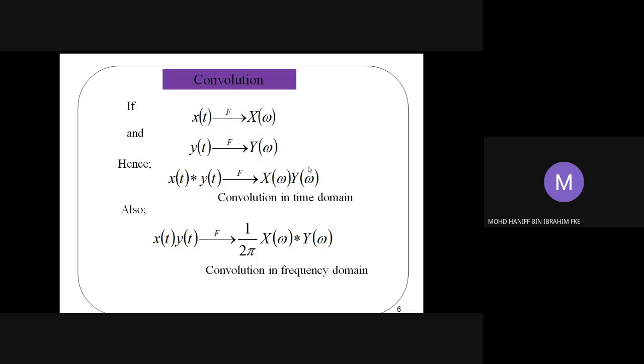I repeat again. If two signals have a convolution operation in time domain, then in Fourier transform or frequency domain, it is simply a multiplication as shown here. But if in time domain it is a multiplication, then in frequency domain it will be a convolution between these two signals, divided by 2 pi. Okay, so this is the convolution property between two signals. Hopefully you understand this clearly on convolution.